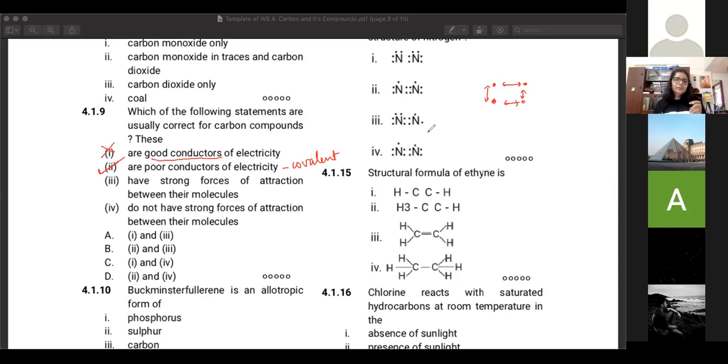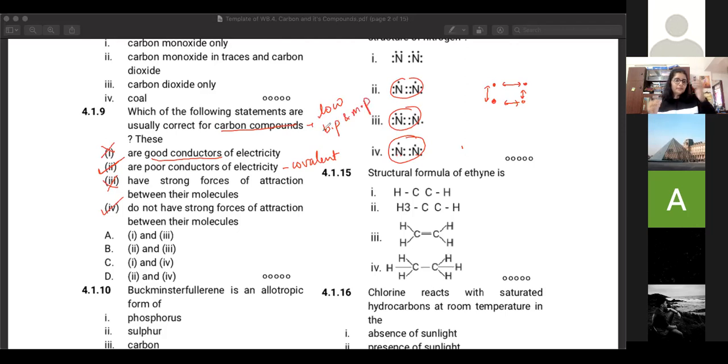Covalent bonds may, if this is one molecule, that's it. Now, these two atoms don't care about any other molecules surrounding it. So they don't have strong forces of attraction between their molecules. So this is wrong and this is correct. That is the reason carbon compounds have really low boiling point and melting point.